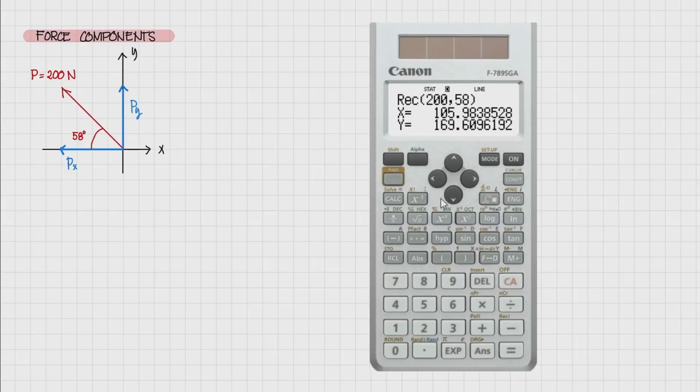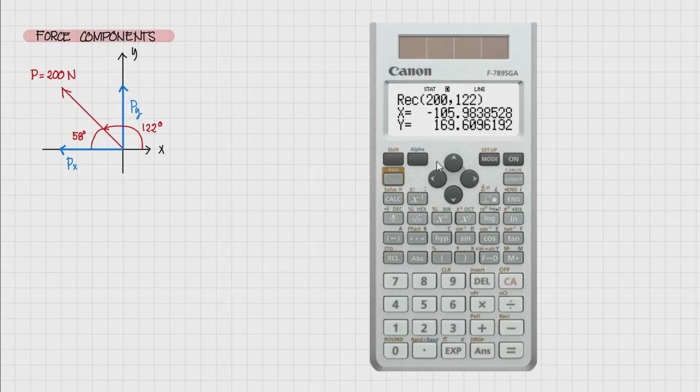So, yung standard way of measuring your angles, diba sabi ko, you need to measure it counterclockwise from your positive x-axis. So, ano yung magiging angle na to? So, it is just 180 degrees minus 58. So, that's 122 degrees. So, we're just going to change the angle here. Instead of 58, we're going to use 122. And then press equal again. So, makikita nyo yung x component natin is now negative 105.